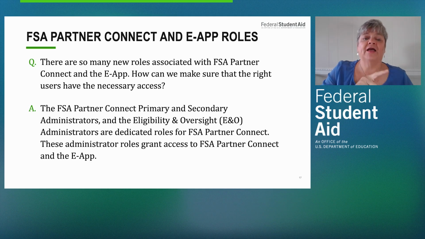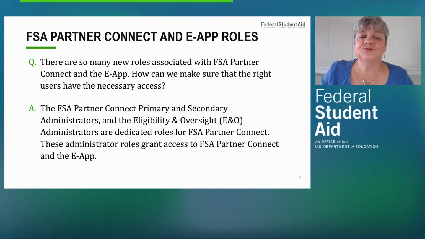Now, the E&O administrator and alternate E&O manage access to complete actions within FSA Partner Connect, and they can access and update the EAP. The E&O administrators are the ones who assign EAP case management roles for staff to view, edit, and submit the EAP. Now, a school may only have one primary administrator, one secondary administrator, one E&O administrator, and one alternate E&O administrator.